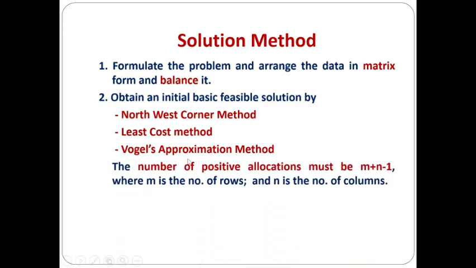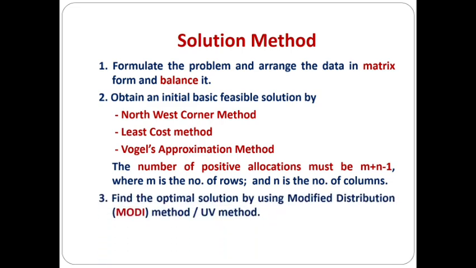After finding the initial basic feasible solution, we will get a number of positive allocations, and that number must be equal to m plus n minus 1, where m is the number of rows and n is the number of columns of the matrix we formed in the previous slide. After obtaining the initial basic feasible solution, we have to find the optimum solution by using a method called the modified distribution method, in short the MODI method. Another name for this method is the UV method.